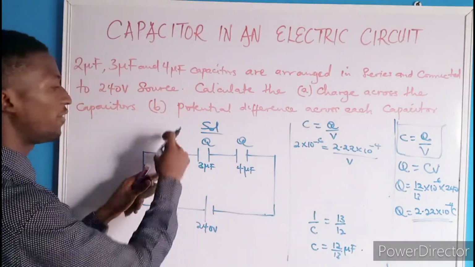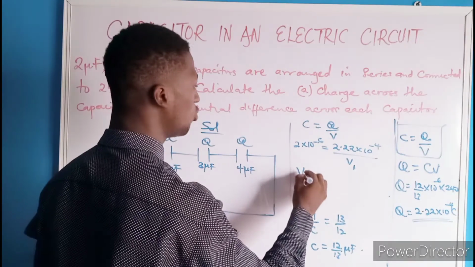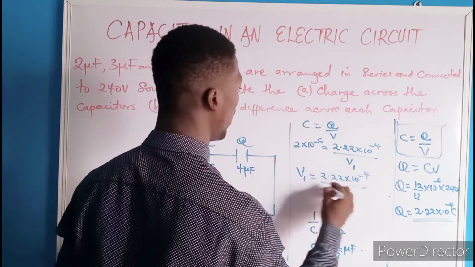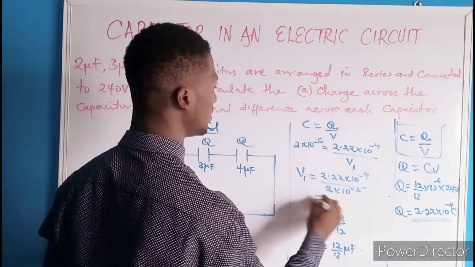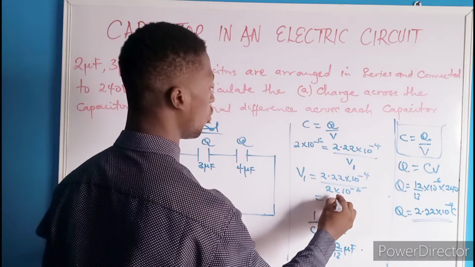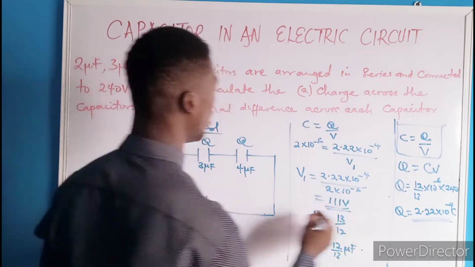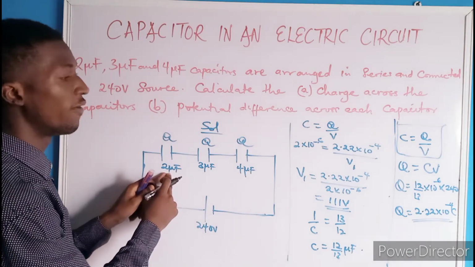This voltage is for the first capacitor. I'll just call it V1. So V1 is 2.22 times 10 to the power minus 4 over 2 times 10 to the power minus 6, and that is said to be 111 volts. So for this first one, you have 111 volts.